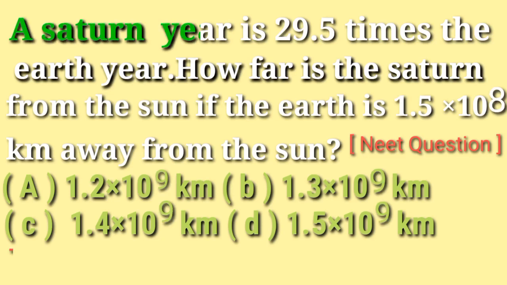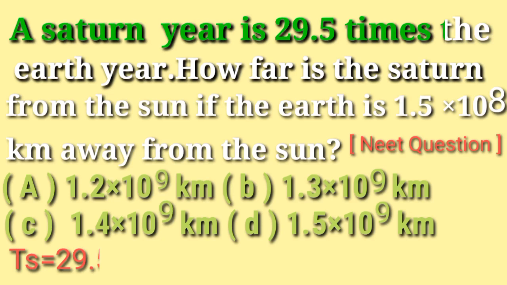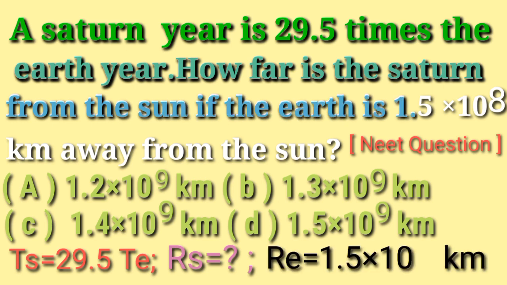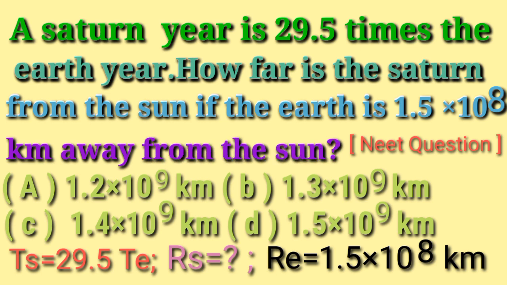A Saturn year is 29.5 times the Earth year. How far is Saturn from the Sun, if the Earth is 1.5 × 10^8 kilometers away from the Sun?